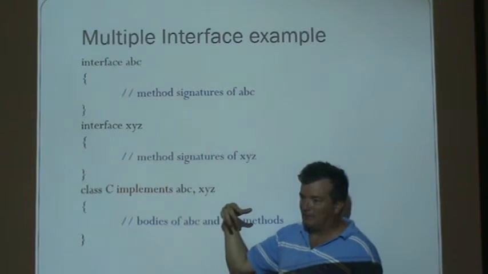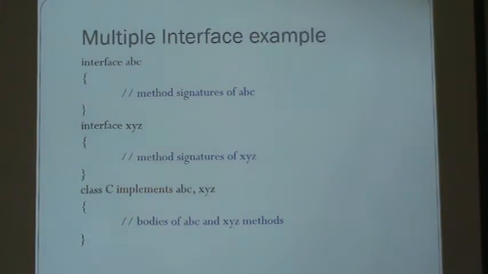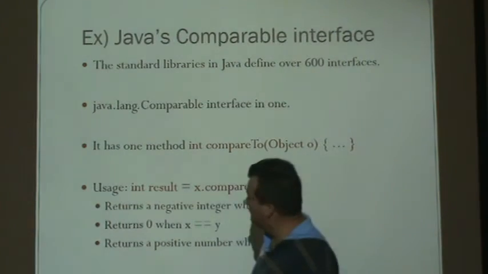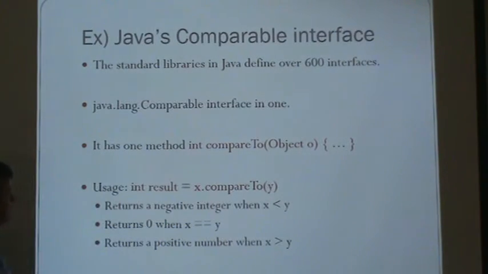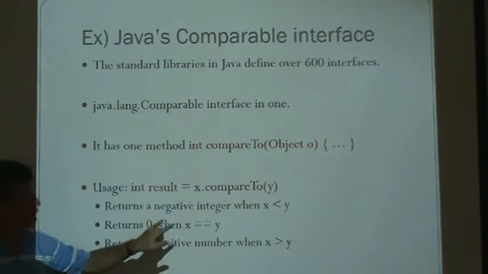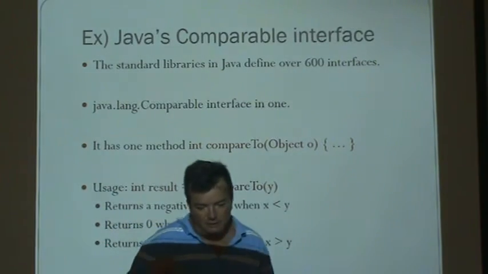So it's somewhat like multiple inheritance, but you can't hurt yourself with the issues that come up in multiple inheritance. Okay. So here's an example, an interface that Java supplies you. Have you ever used this one in Java 1, where you have an object and you call compareTo on another object? Is A greater than B? So you've used compareTo.